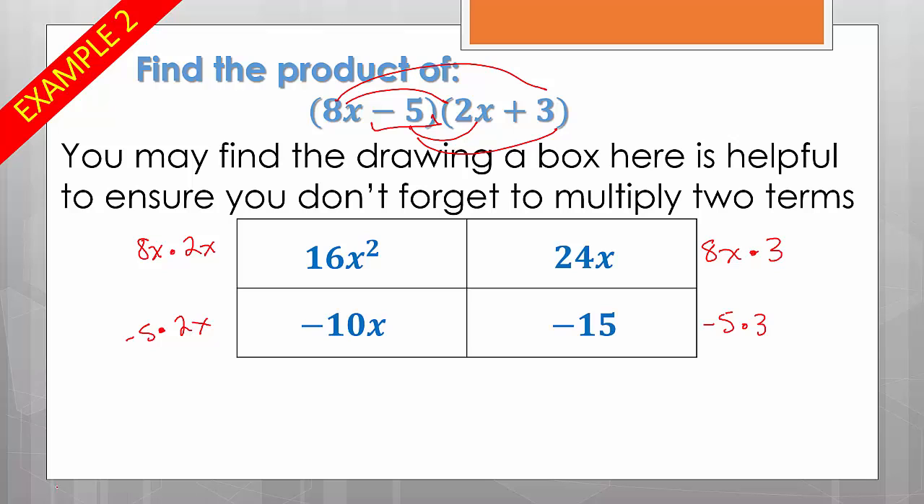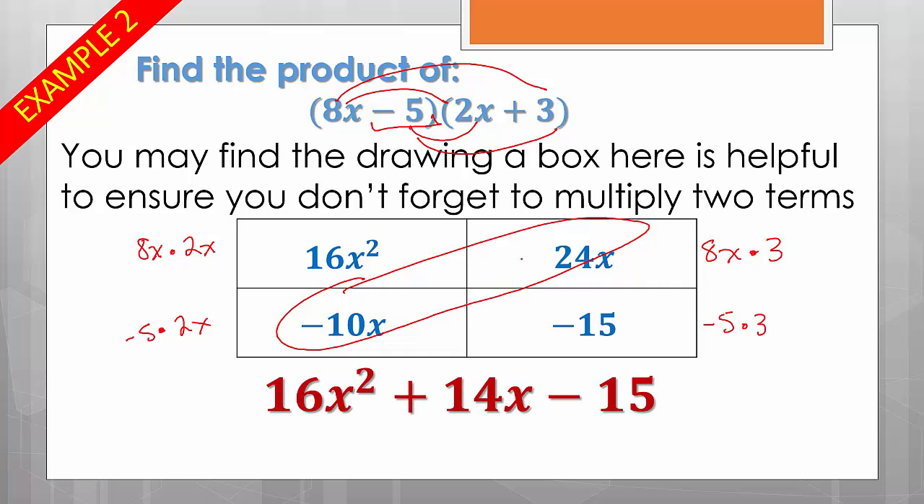And notice that these both have a value of x, so we combine those to get 16x squared plus 14x minus 15. That would be your answer.